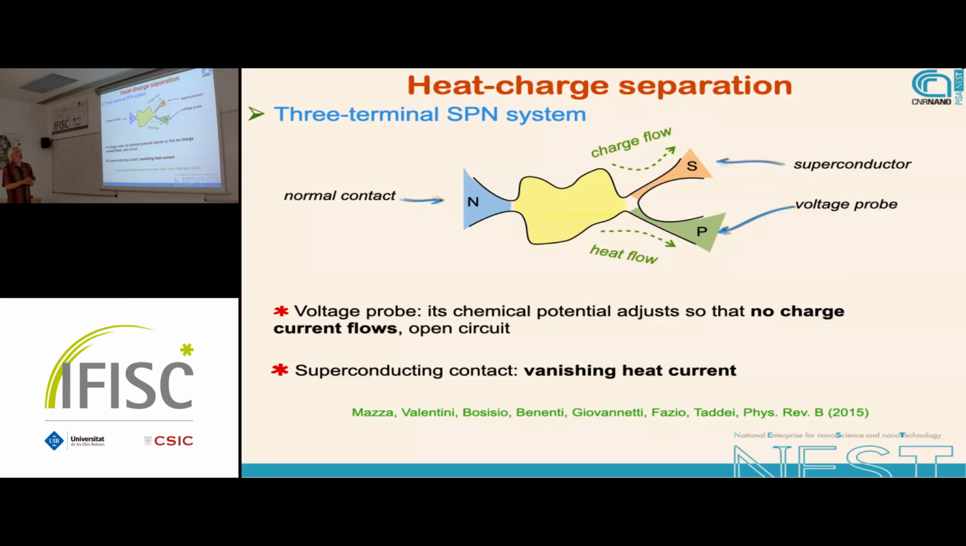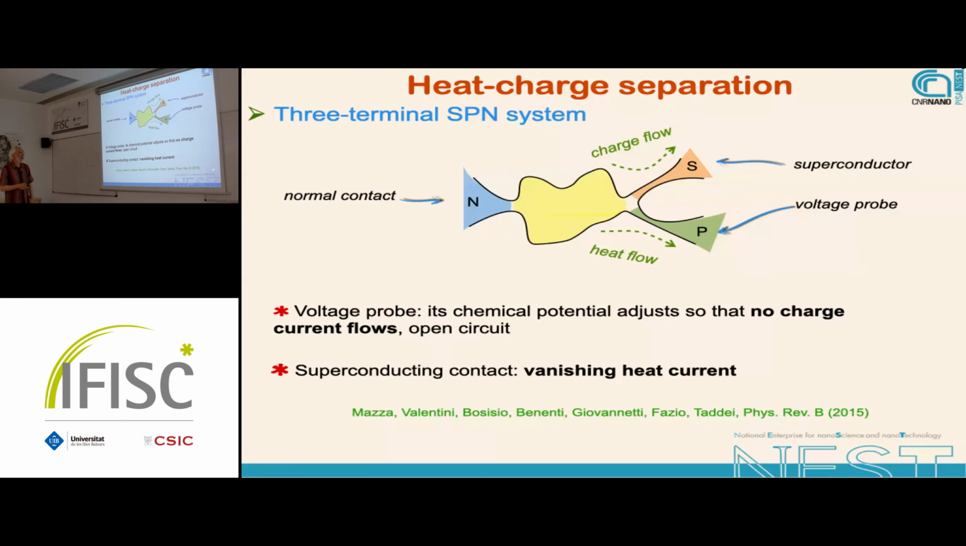Because the chemical potential of the probe will adjust in order for current not to flow. And so here you have simply heat current. So you separate charge flow from heat flow. This is not really a system. This is a setup in which you can realize heat charge separation.